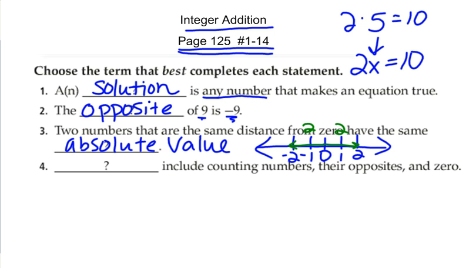All right, number 4. Blank include counting numbers, their opposites, and 0. Well, that's just what we're learning about, and that is integers. Yay! Integers. That is the definition of integers. Include counting numbers, 1, 2, 3, 4, 5, 6, and on and on. Their opposites, so all the negatives, and 0.